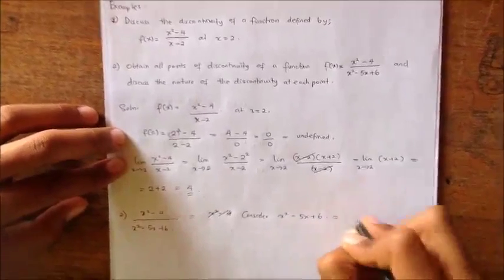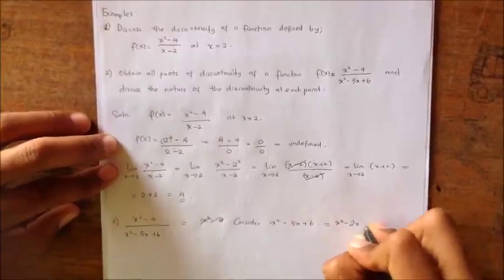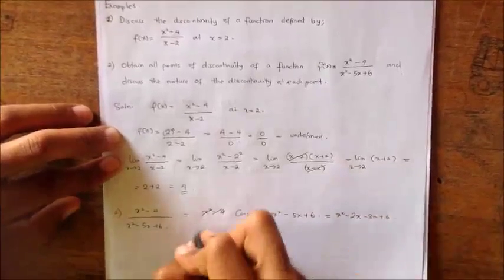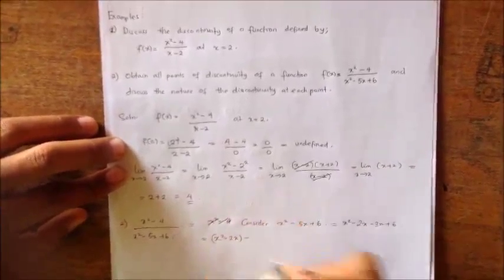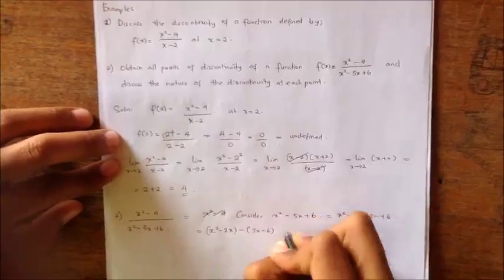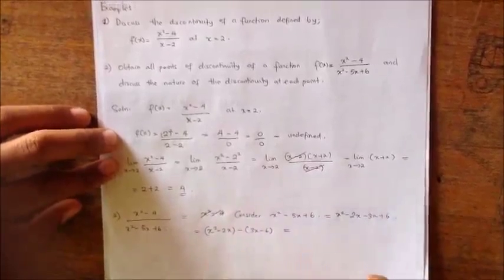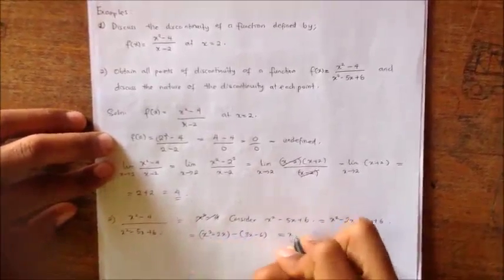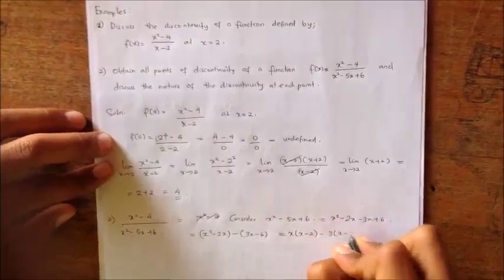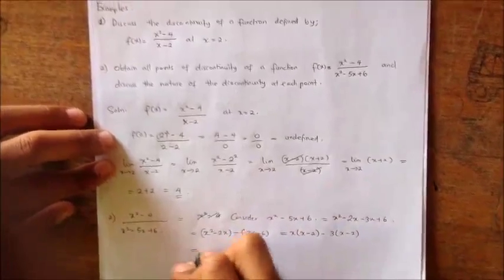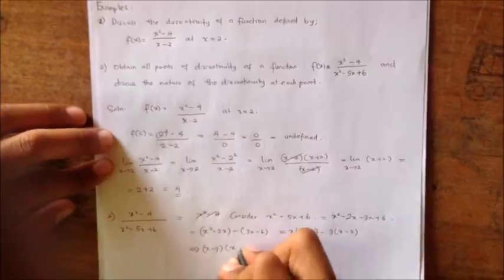So I can rewrite this as x squared minus 2x minus 3x plus 6, which will be equal to x squared minus 2x. If I separate these, it's going to be minus 3x plus 6, which is the same. So I factor my common factors out. This is going to be x minus 2 minus 3 into x minus 2. This quite simply is the same as x minus 3 and x minus 2.